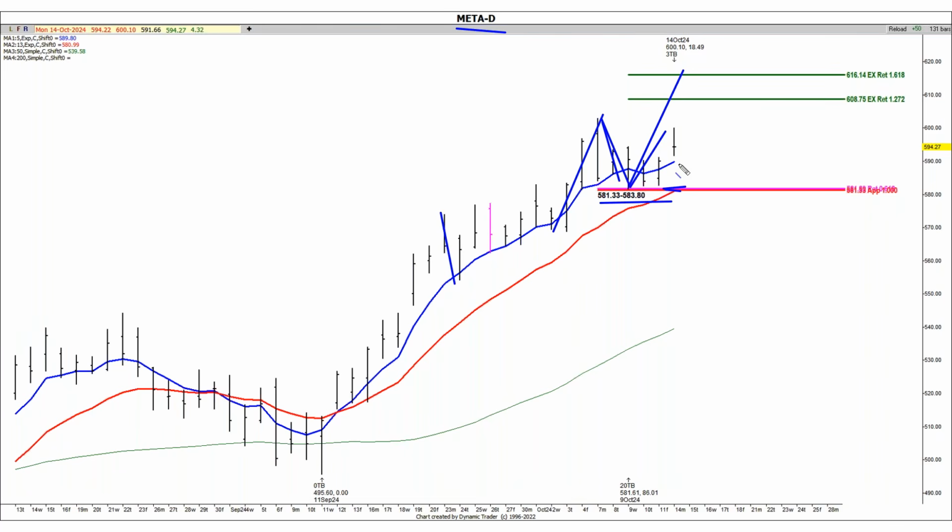So we can look at pullbacks if you want to. And initially, your max risk is either underneath the low made or underneath the low end of the zone, which would be underneath 581.33. Either one of those is fine. Targets for a trend trade, first two targets are always 1272 and 1618.